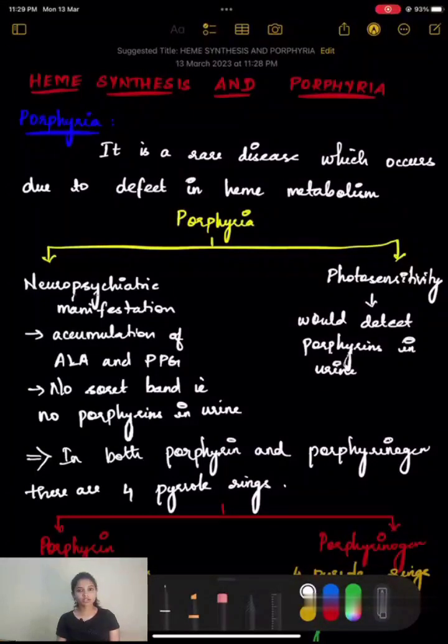So today I'll be explaining you the two most important 15 marks of biochemistry, that is heme synthesis and porphyria. There are high chances that they might ask you these questions in your university exams. So let's get started into the video.